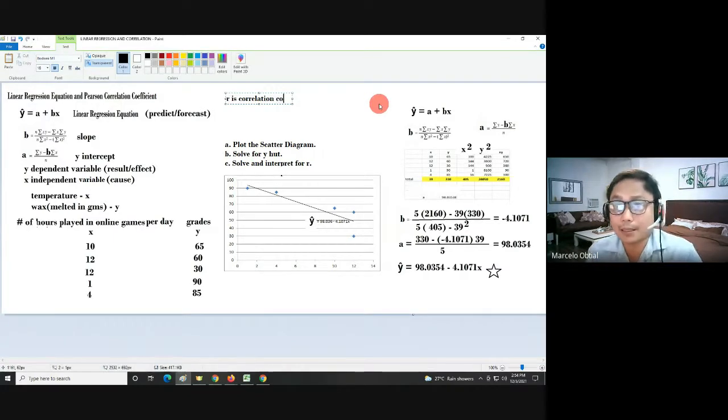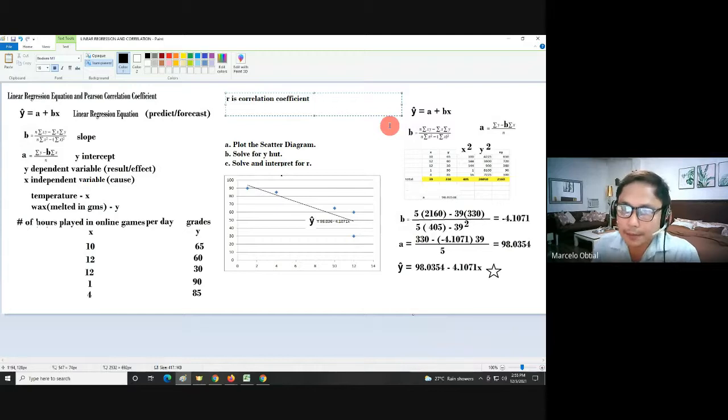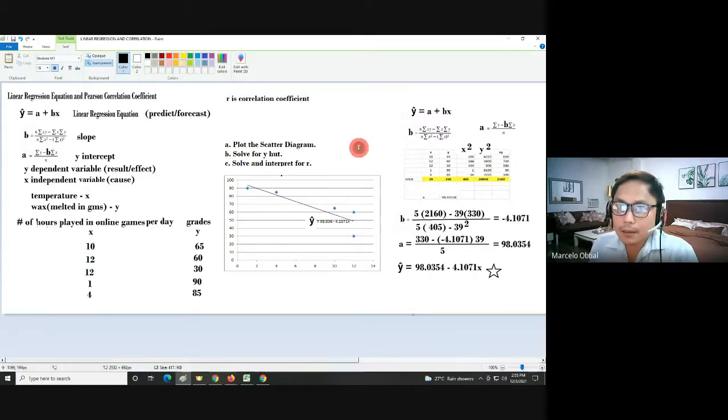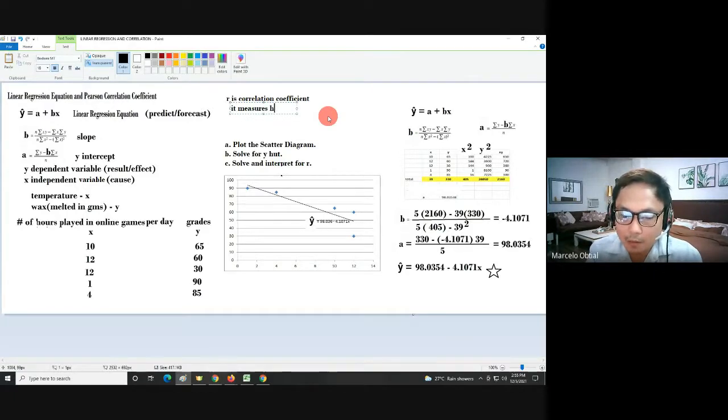So in short, marami siyang formula sa correlation coefficient class. Isa lang si Pearson. Again, Pearson is the name of the person, no? Okay, may ano yan, iba yung kanyang spelling. Okay? R is the correlation coefficient. And R means it measures how strong the relationship between two or more variables.